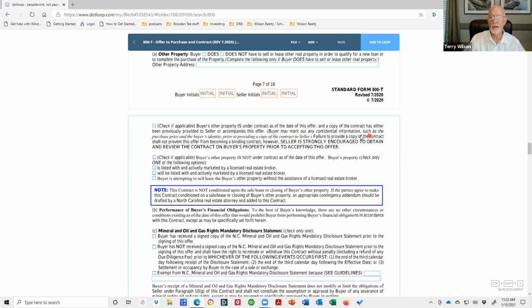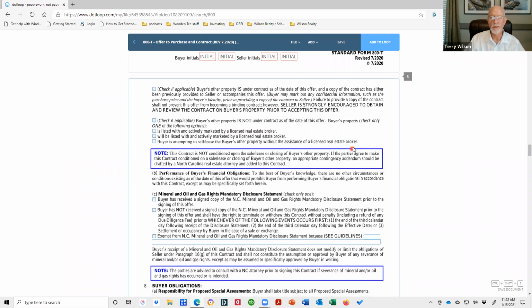Buyer may mark out any confidential information. Failure to provide a copy of this contract shall not prevent this offer from becoming a binding contract. However, the seller is strongly encouraged to obtain and review the contract on buyer's property prior to accepting this offer.